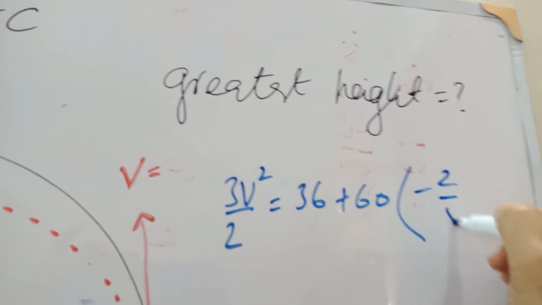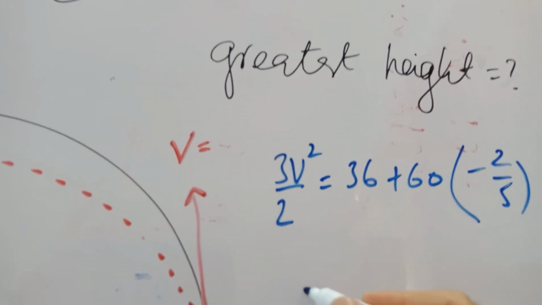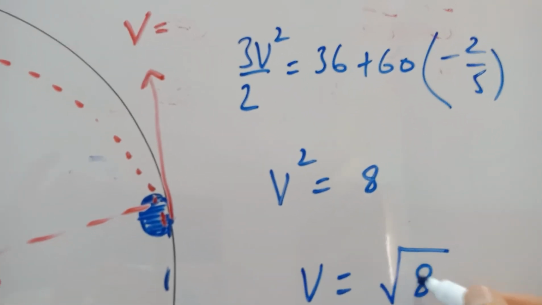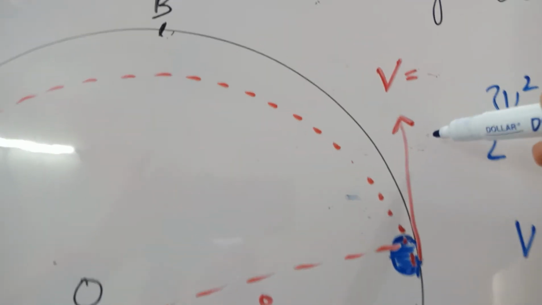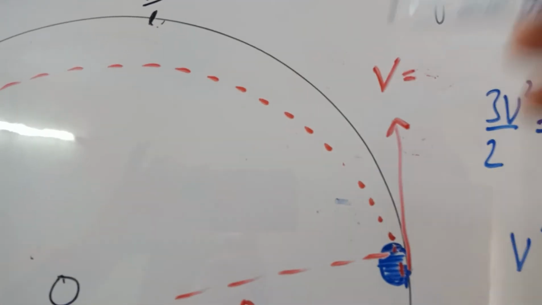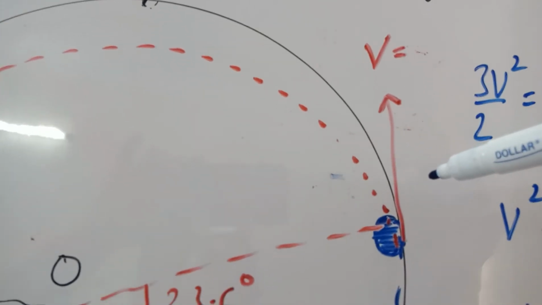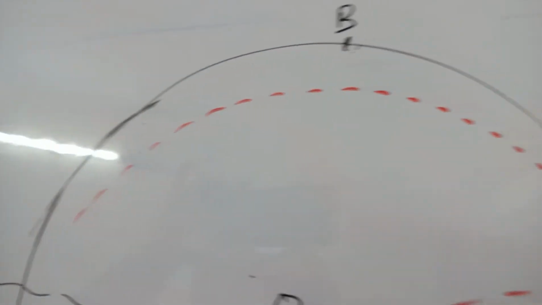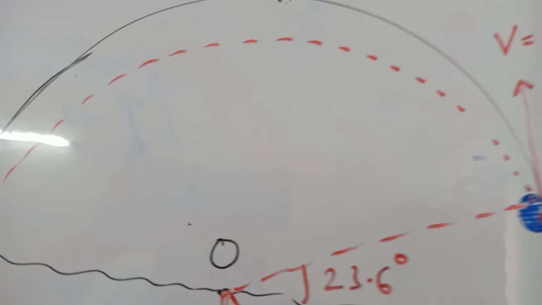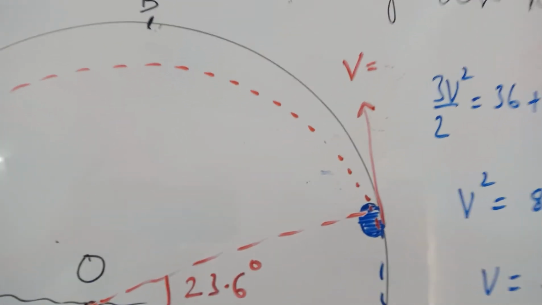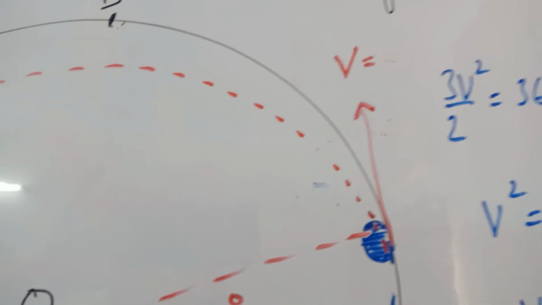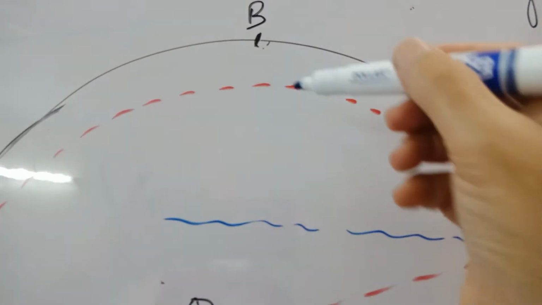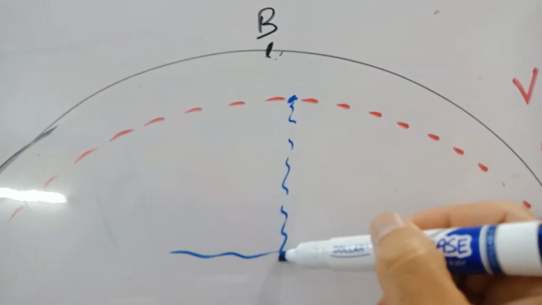So this is minus 2 over 5. Okay, so now this will give me v square equal to 8, and then v is equal to the square root of 8. Now we have to resolve this speed into its vertical and horizontal components, so that we can deal with this projectile situation over here. Since we have to find the greatest height, I need to know the vertical component of this velocity right now.